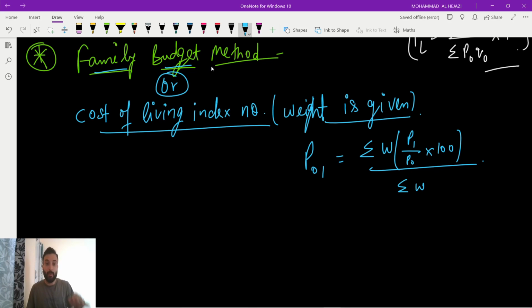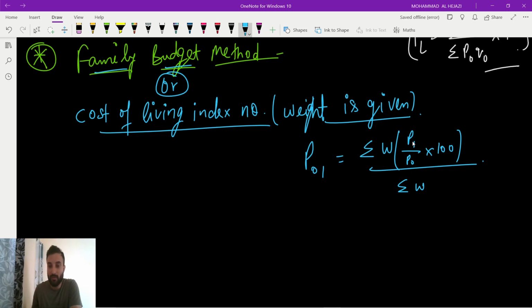If they say to find the consumer price index number, or the cost of living index number when weight is not given, and if they say to find the aggregative or average or arithmetic mean expenditure method, what will we use? Yes, we'll use the Laspeyres index number formula, PL. Second thing is, if they say to find the family budget, or the cost of living index number when weight is given, then what formula are we going to use? Yes, the formula of weighted aggregative index method.